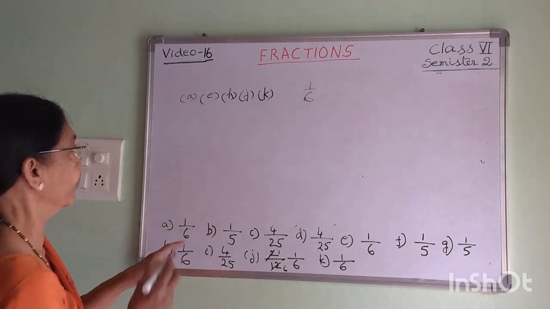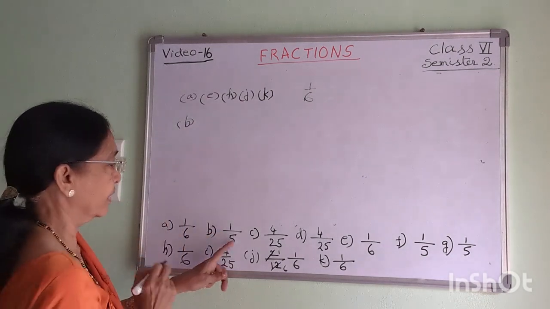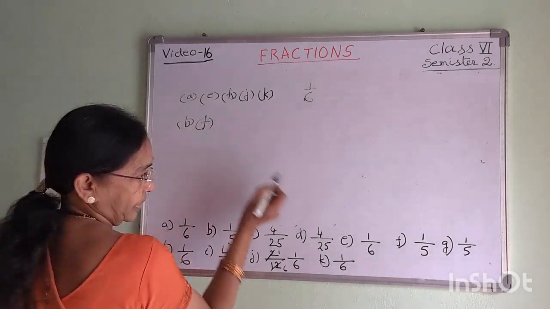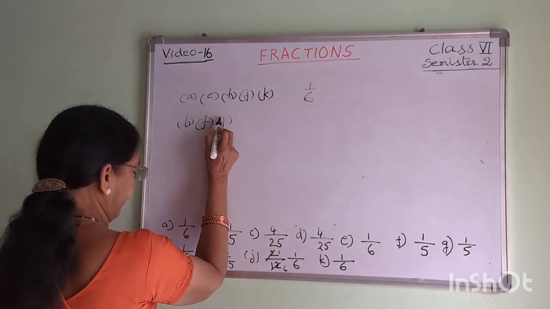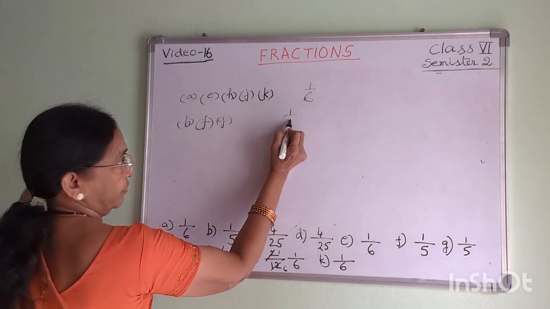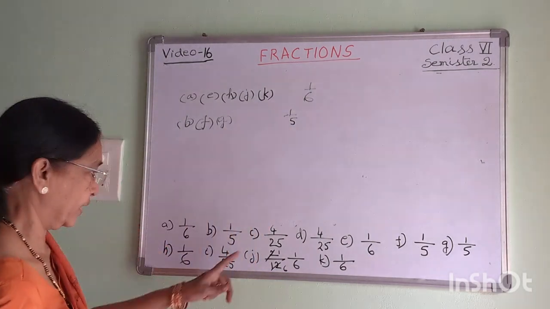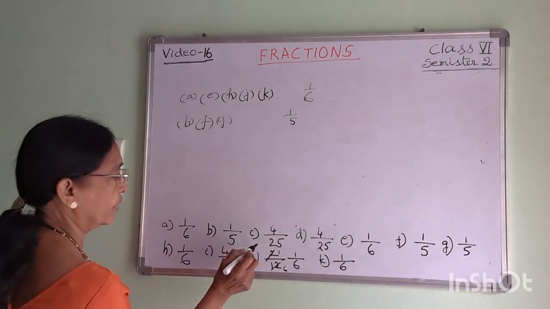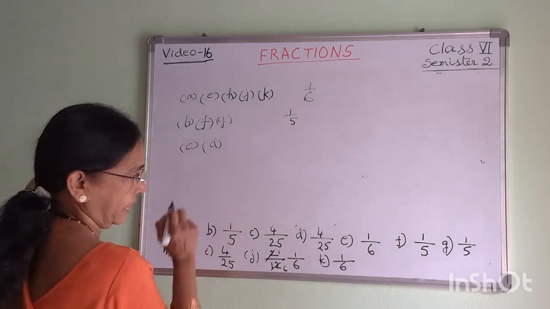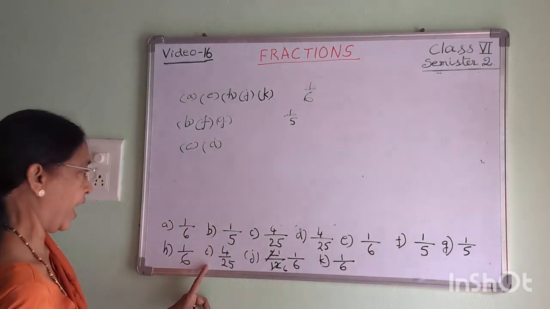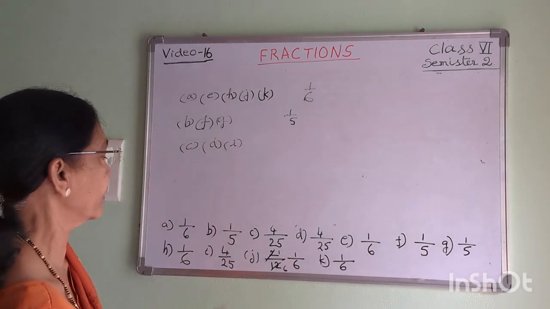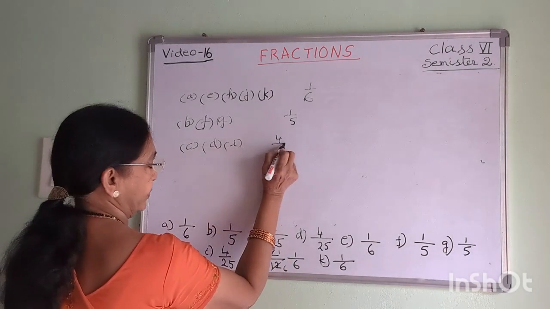Next 1 by 5: B, F, G, and that's all. These 3 are equal to 1 by 5. These 3 are one group. Next 4 by 25: C, D, I. Yes, these 3 are 4 by 25.